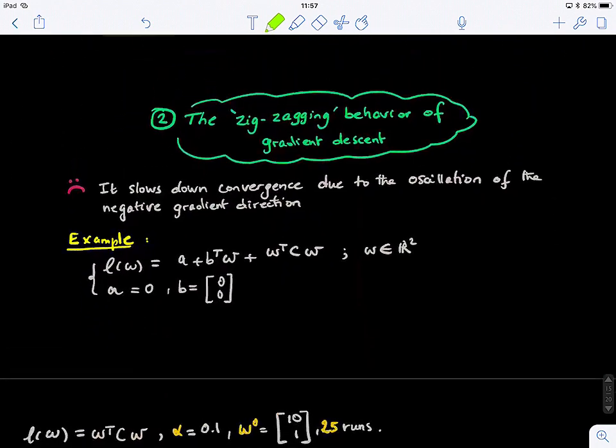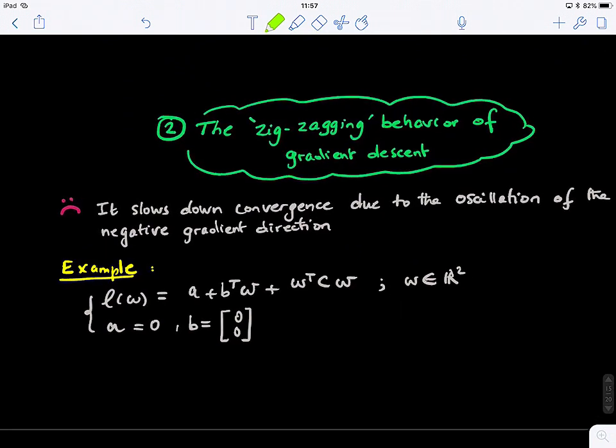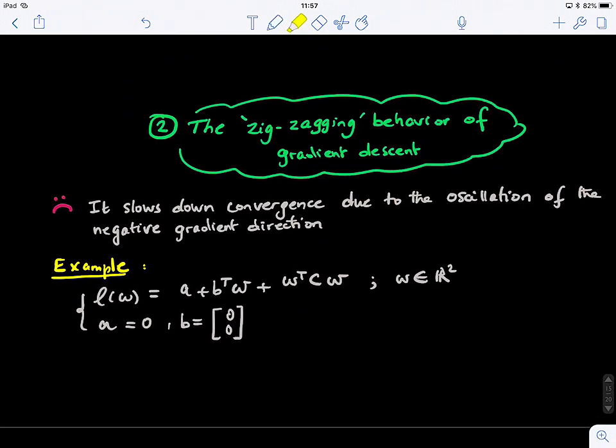Now, let's look at the two issues with gradient descent. The first one is the zigzagging.